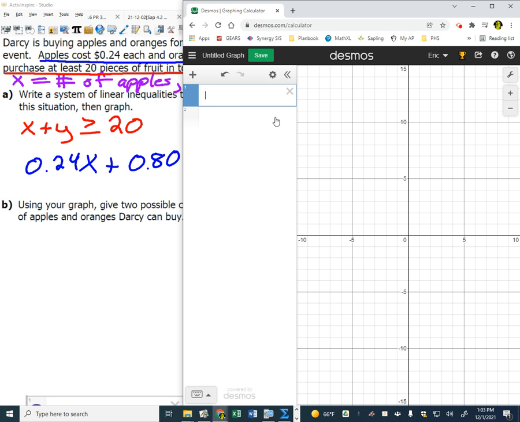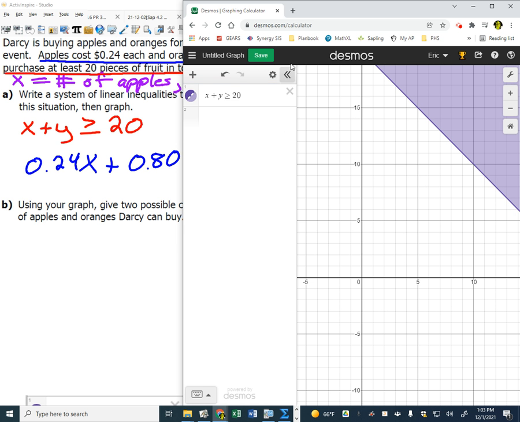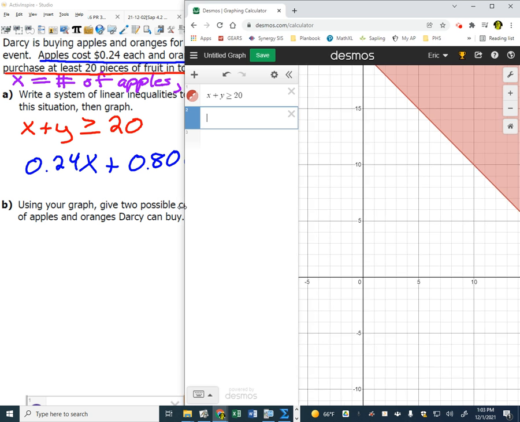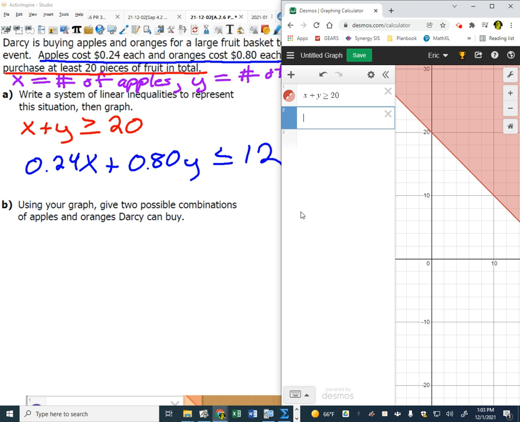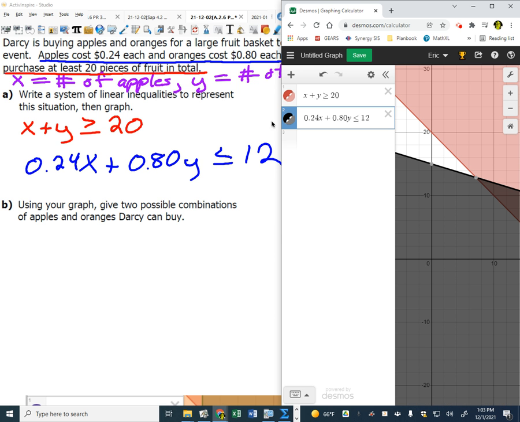Okay, so let's try this first one. X plus y is greater than or equal to 20. Okay, so there it is. Let's make it red. So it matches our graph. And then the bottom one. We'll just use Desmos. We could solve this manually if we wanted to, but we don't need to. 0.24x plus 0.80y is less than or equal to 12. So let's make that blue.